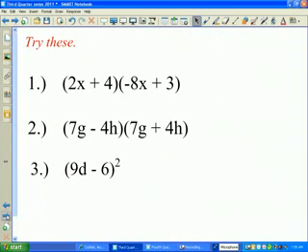So after we talk about that, I'm going to have them try 3 problems on their own. Okay, so they write out the problems, and we're actually going to solve it. So we had 2x plus 4 times -8x plus 3, 7g minus 4h times 7g plus 4h, and 9d minus 6 squared.